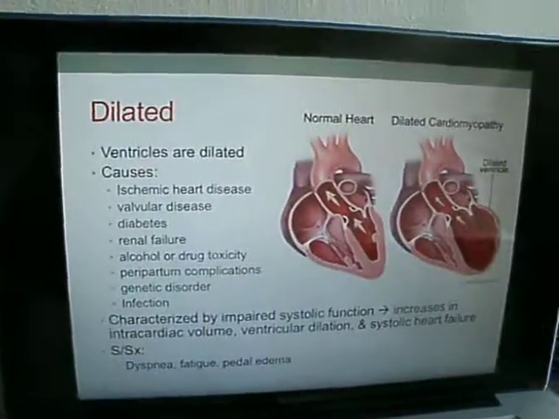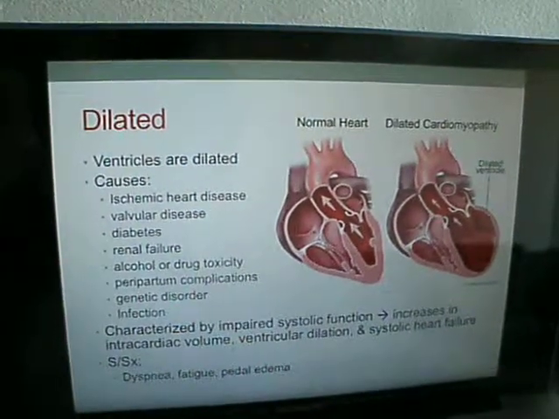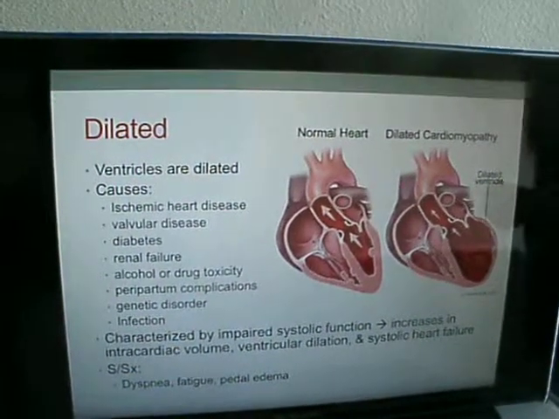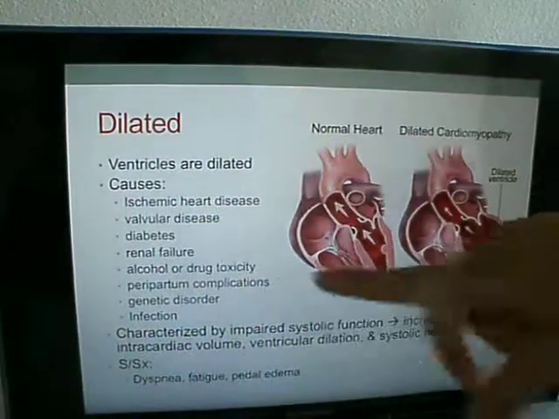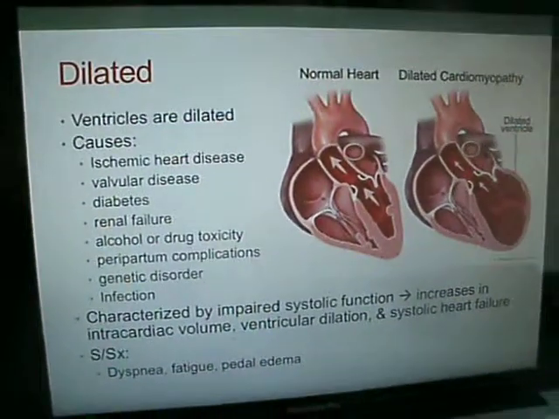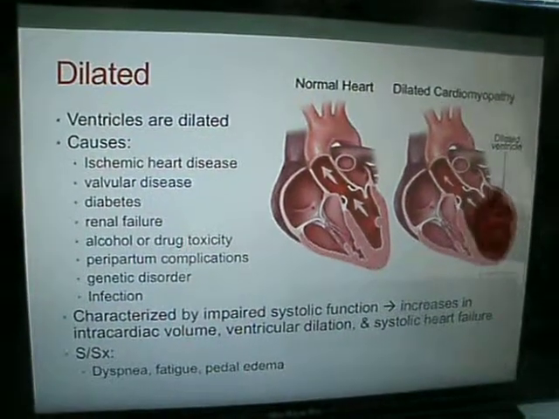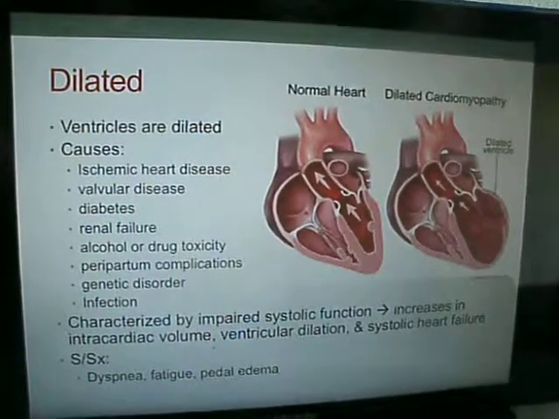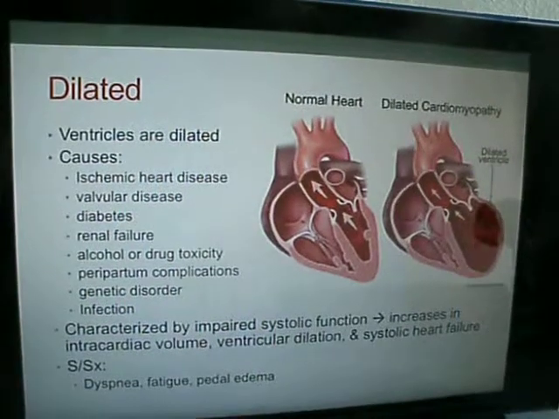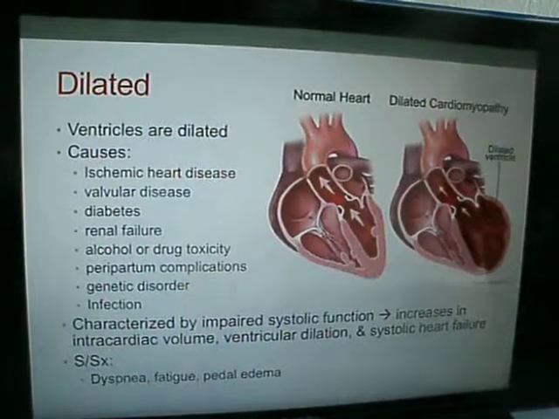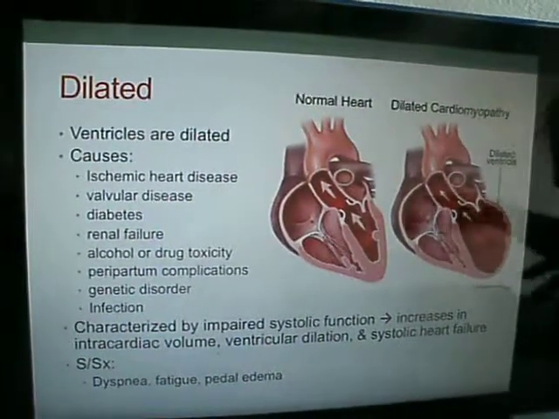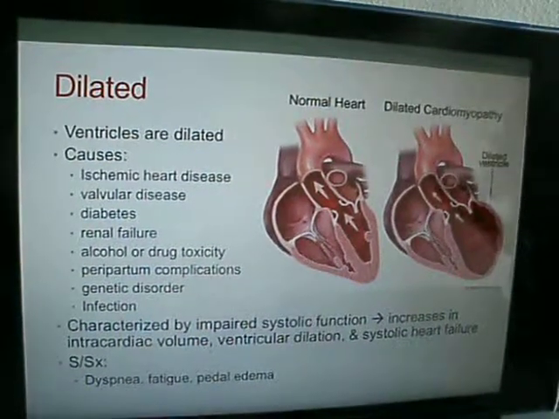Now to focus on specific ones, your dilated cardiomyopathies, your ventricles are dilated. And so causes, you can see here, include things like ischemic heart disease and valvular disease, etc. Basically, what happens is the systolic function isn't working correctly, which leads to an increase of volume in the blood in the heart and ventricular dilation and systolic heart failure. Signs and symptoms include dyspnea, fatigue, and pedal edema.